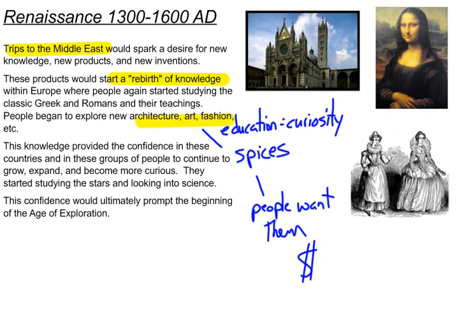But it doesn't just happen overnight. It takes some time. In order for people to get out and explore in places that they've never been before, they need a little bit of confidence. And the knowledge that they gain through the Renaissance time period is going to give them the confidence as both explorers and as countries to go out and seek to expand, grow, and become more curious. They're going to start looking at stars and studying science. And ultimately what this is going to do is it's going to prompt the beginning of the age of exploration.